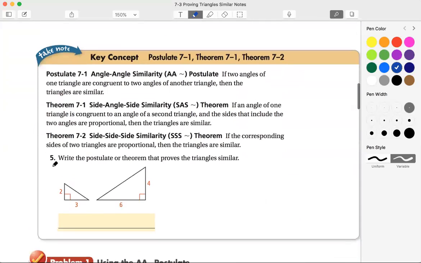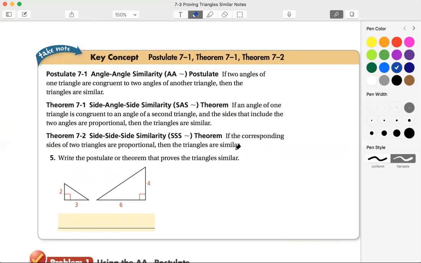The angle-angle similarity postulate: if I know two angles of one triangle are congruent to two angles of another triangle, then the triangles must be similar. Side-angle-side similarity theorem: if an angle of one triangle is congruent to an angle of a second triangle, and the sides that include the two angles are proportional, then the triangles are similar. Side-side-side: if the corresponding sides of two triangles are proportional, then the triangles are similar.